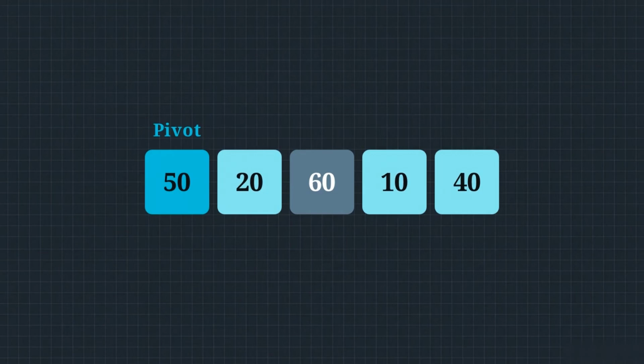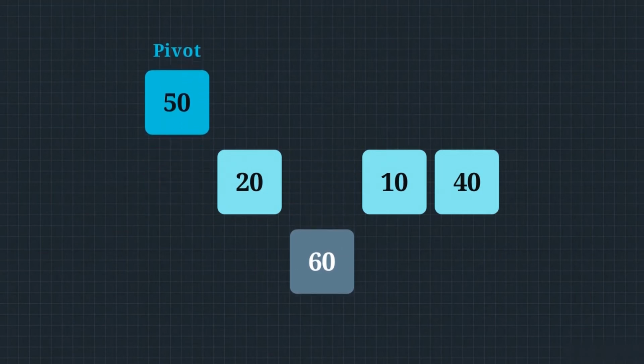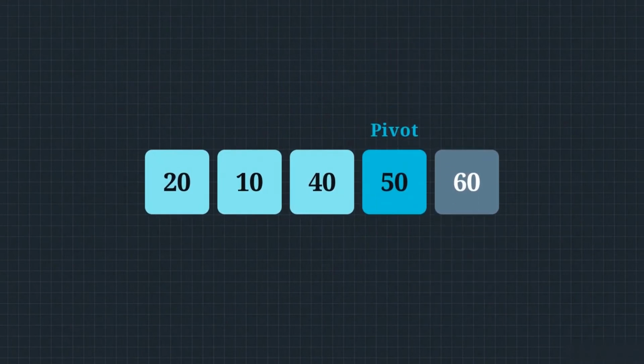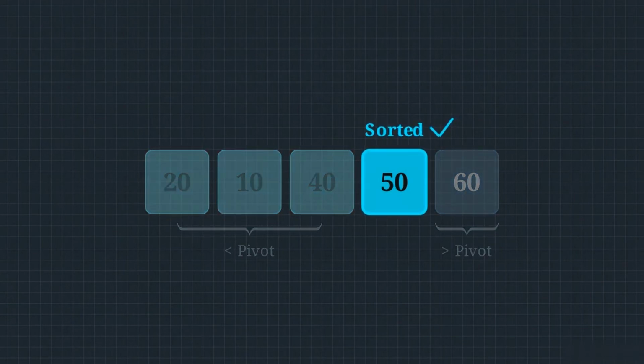This results in a partition state. The values 20, 10, and 40 are grouped together on one side, while 60 is isolated on the other. The pivot sits exactly between them. This illustrates the most important property of the algorithm. Once the partition is complete, the pivot has reached its final sorted position. It is permanently fixed and will not be moved by any future operations.